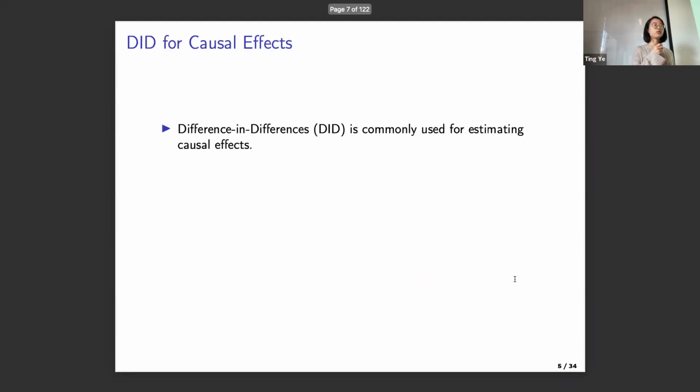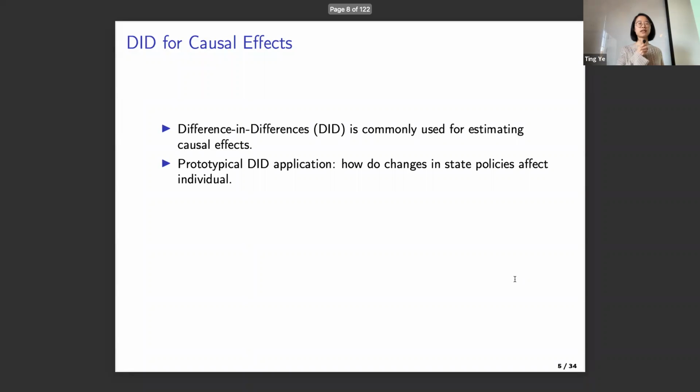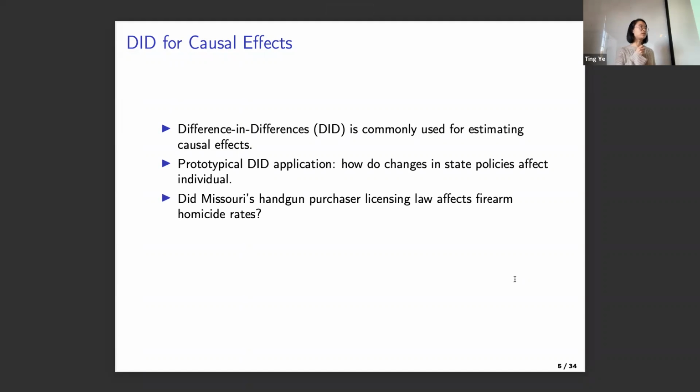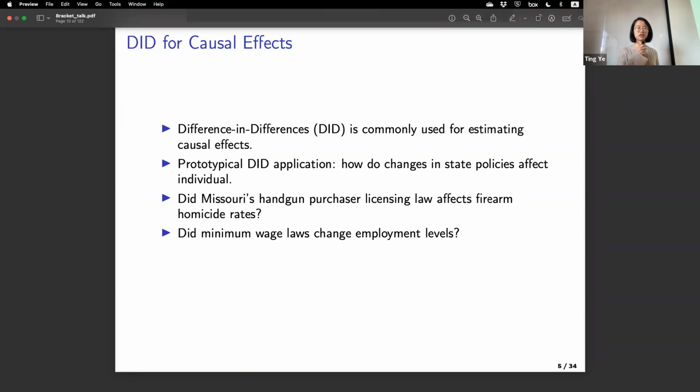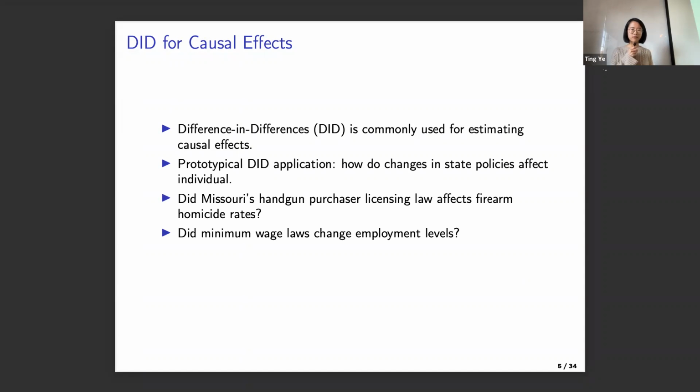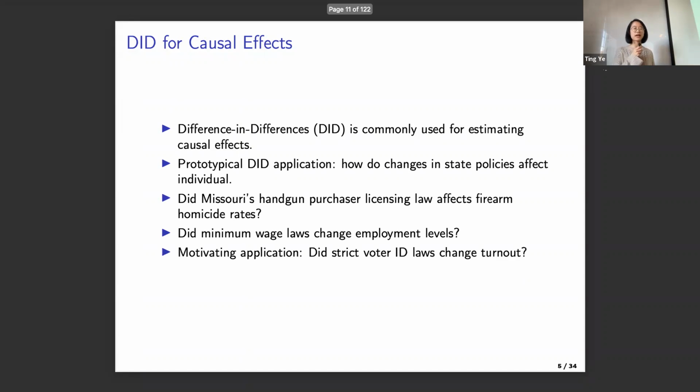If these differences do not vary over time, then difference in differences is a method that's sufficient to address them. So DID is commonly used for estimating causal effects in this type of setting. The prototypical DID application is to address how state policies affect individuals. For example, do Missouri handgun purchasing licensing laws affect firearm homicide rates? Did minimum wage laws change employment levels? And in this motivating application, did strict voter ID laws change turnout rate?